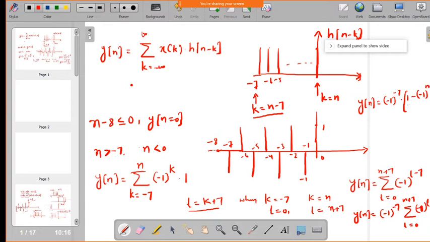Okay, n plus 8 divided by 1 minus of minus 1. So this will be your expression, which will be equal to minus 1 power minus 7 into 1 minus of minus 1 power n plus 8 divided by 2. Okay, so this is the expression for your output y of n when n exists between this minus 7.